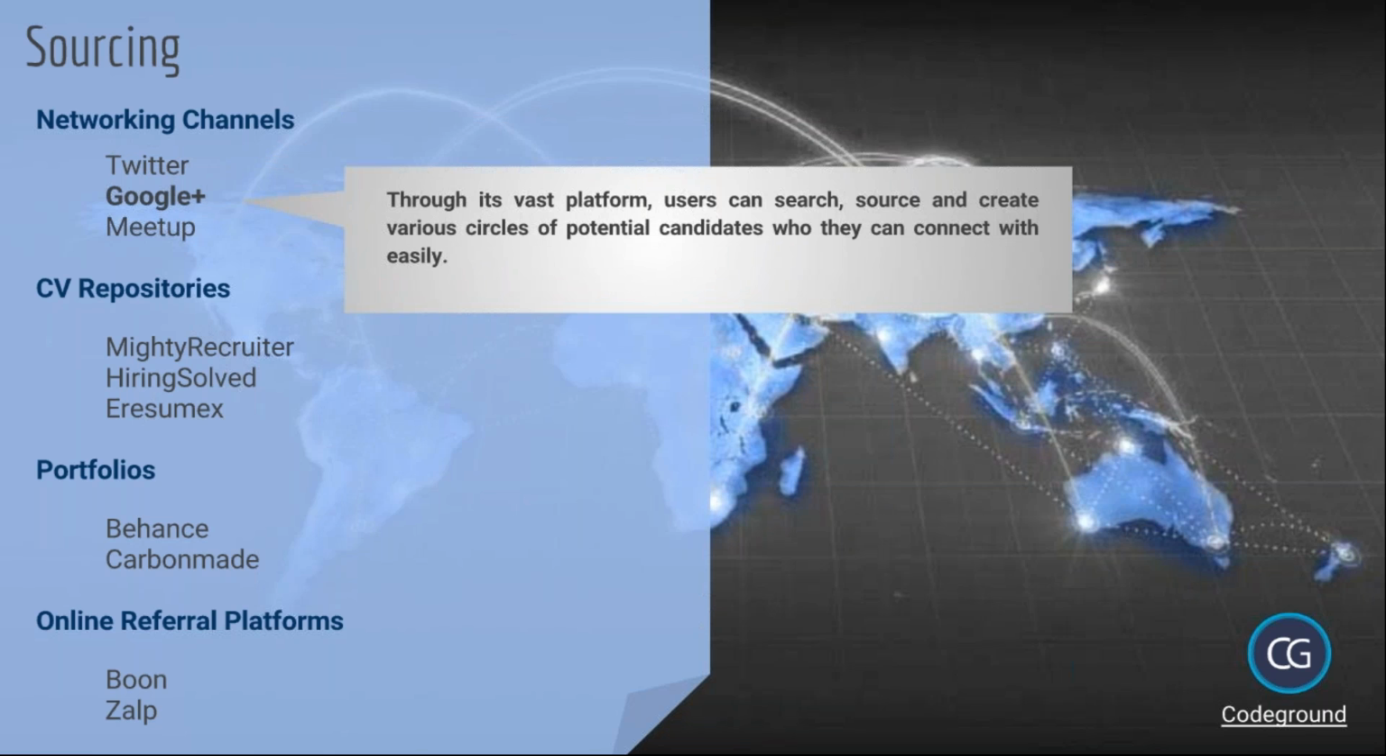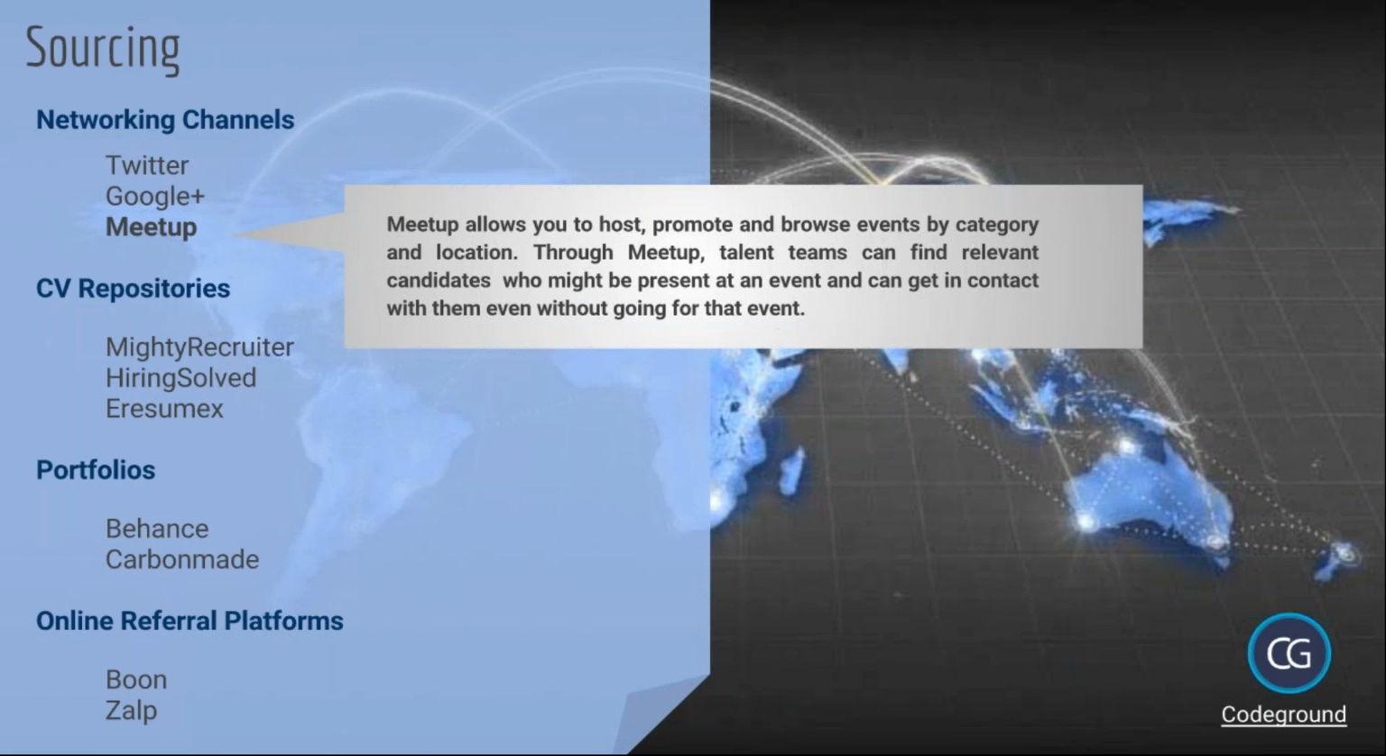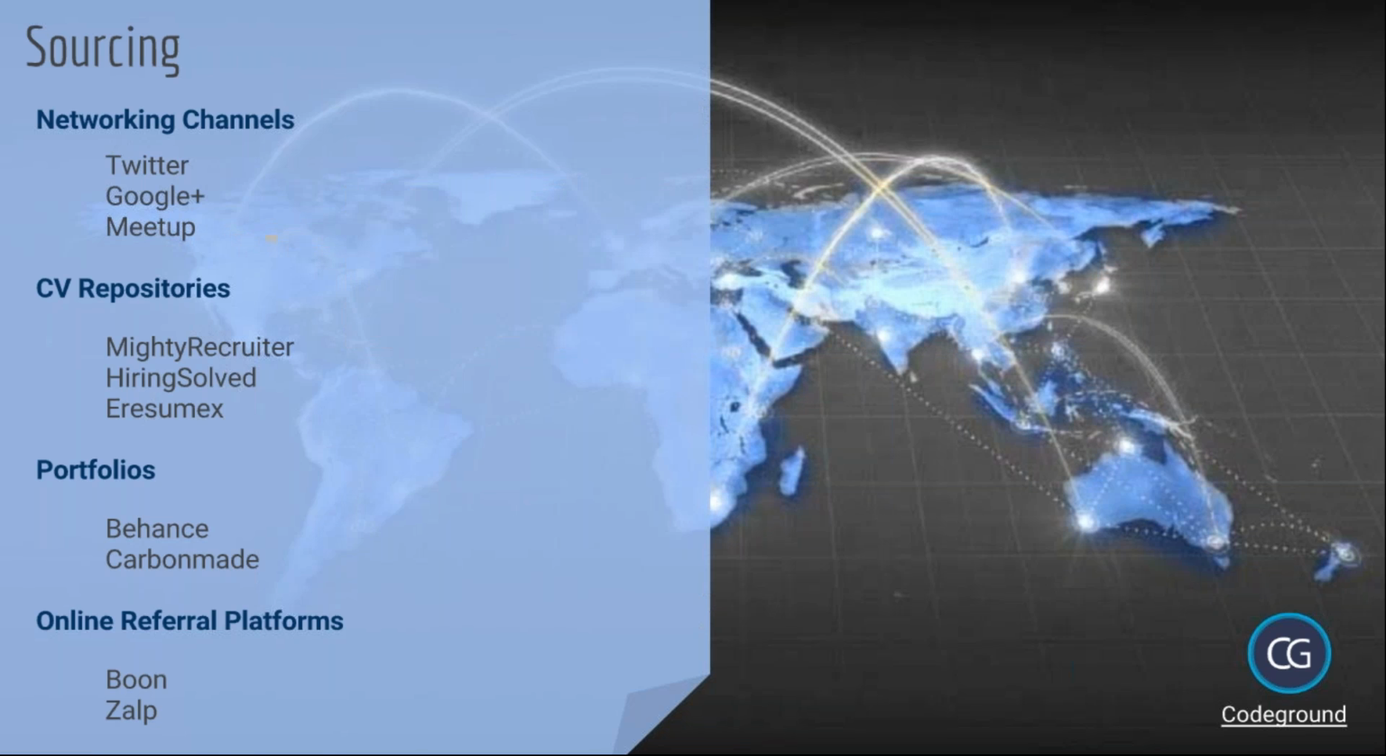Then we have Google+. So Google+ offers unique and different ways to connect with potential candidates. Through its vast platform, Google+ users can search, source, and create various circles of potential candidates who they can connect with easily. Then you have Meetups. So Meetups allows you to host, promote, and browse events by category and location. Through this, recruiters can find potential candidates whom they want to get in contact with.